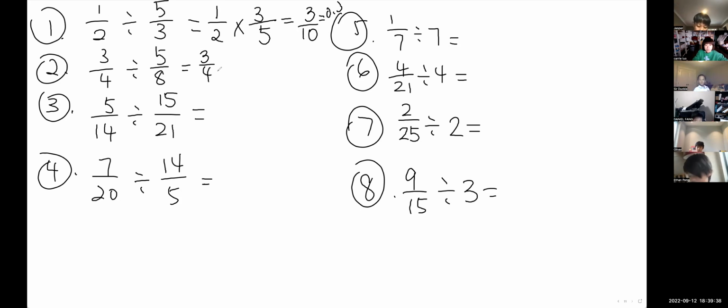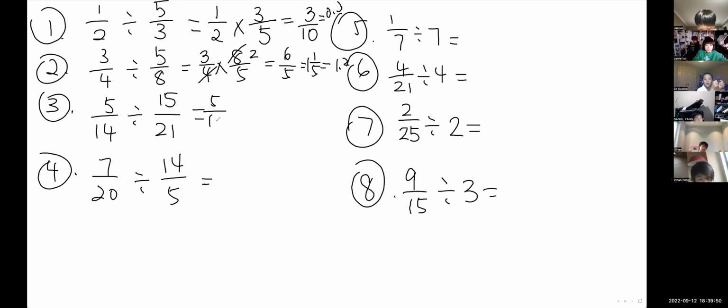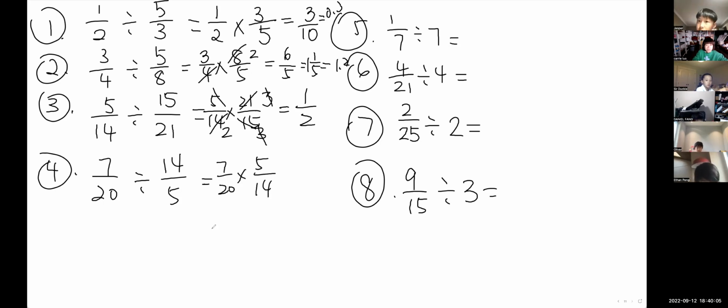Okay, so 3 over 4 times 8 over 5. So this one, 8 and 4. Let's change to 6 over 5 and equals 1 and 1 over 5, which equals 1.2. Okay, 5 over 14 times 21 over 15. So 3 and 2. So the answer is 1. So this one, 7 over 20 times 5 over 14. So the answer is 2 and 1 and 1 and 4. So the answer is 1 over 8. Okay, math is fun.